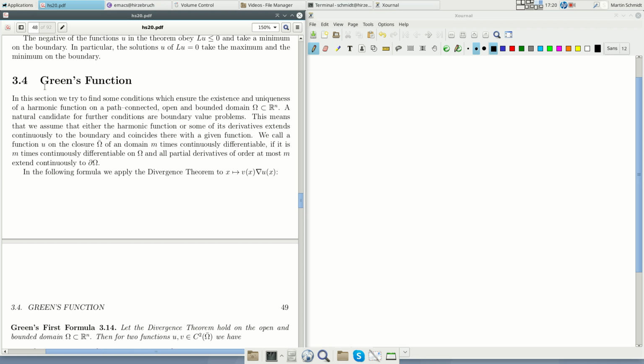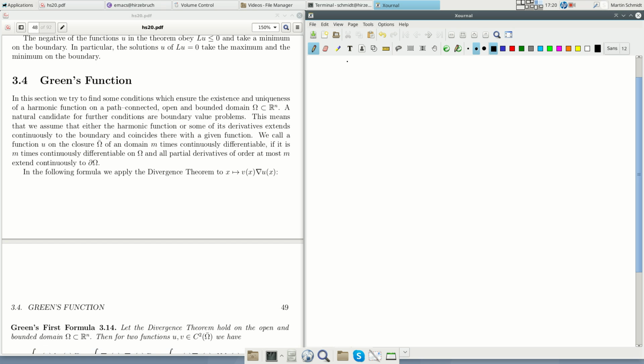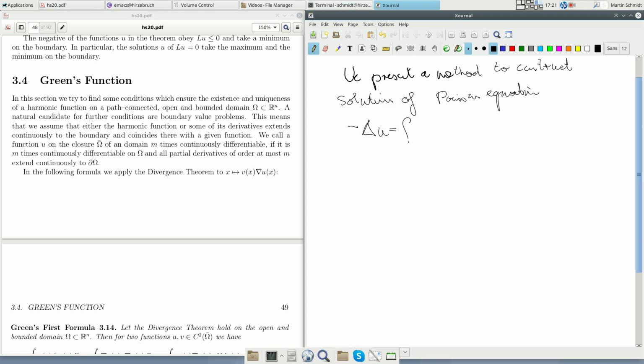This section is called Green's function, and Green's function is a method to determine solutions. So we look for solutions. We present a method to construct solutions of Poisson's equation, so minus Laplace u is equal to f on omega for some open and bounded domain omega in R n.